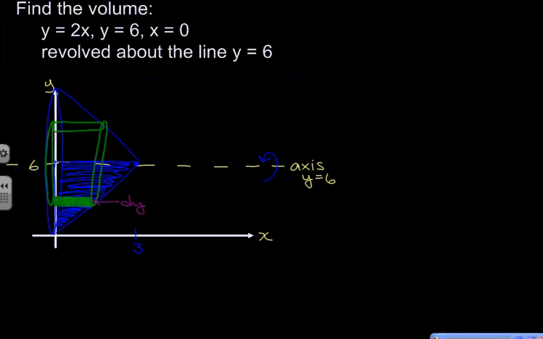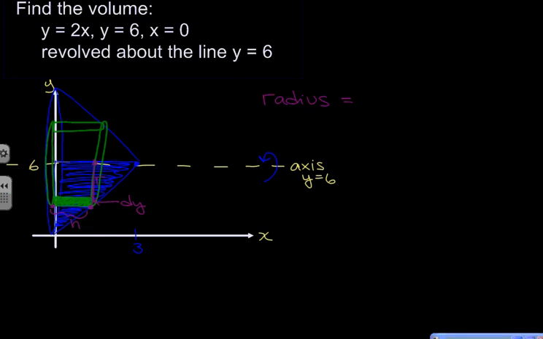Okay, next we need to figure out what the radius will look like for each of our shells. And our radius, we always want to measure from the axis to the outer edge. And then the height for each of our shells, we'll be measuring from right to left. Okay, remember the radius is the independent variable, and the height will be the dependent variable.